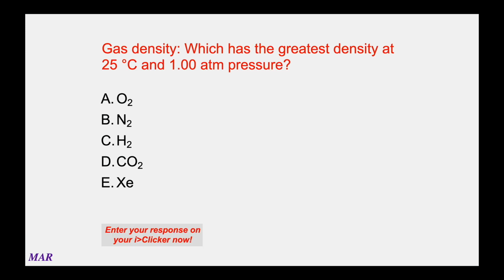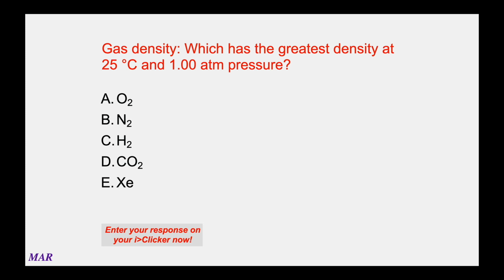Gas density. Which has the greatest density at 25 degrees Celsius and 1 atmosphere of pressure? We're going to assume that these are all gases, and I'd like you to try and figure out which one has the greatest density at those set of conditions. This is a good place to pause the video. You can work on the problem, and when you're ready, you can unpause the video. We'll talk about the answer. Pause the video now.